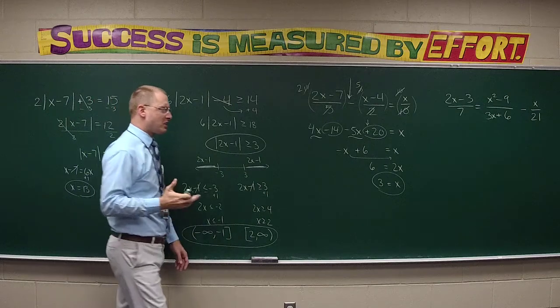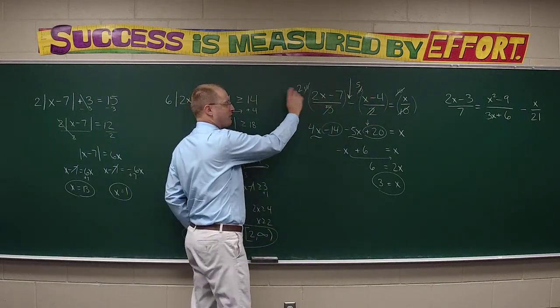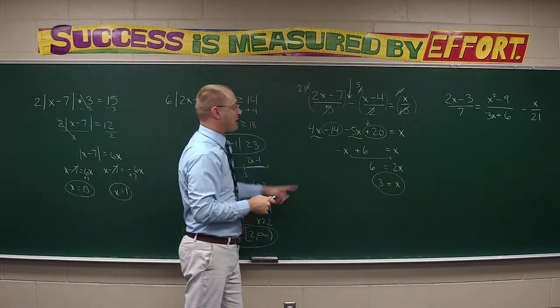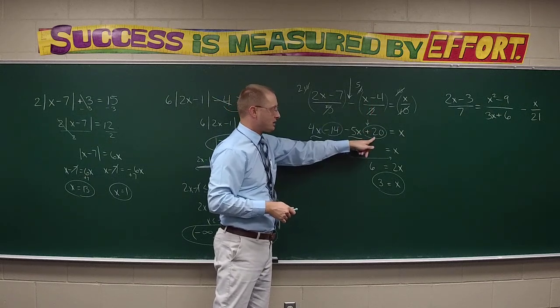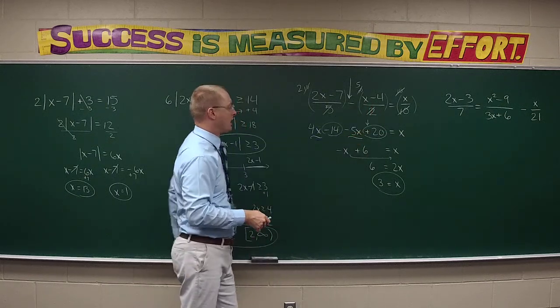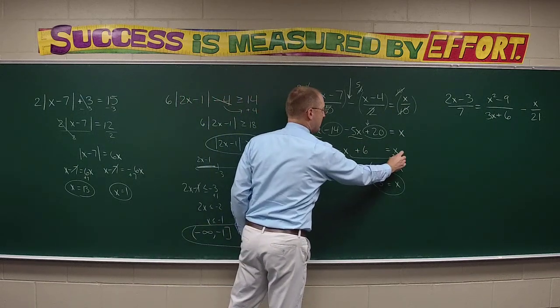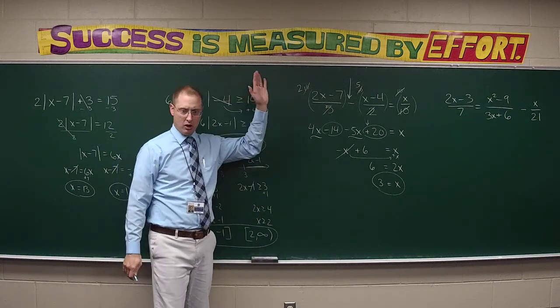Looking at the third one, pretty straightforward LCD, right? 5, 2, 10, so multiplying everything by a 10, cancel the 10 and 5 to get 2, distribute 4x to negative 14, cancel the 10 and 2 to get 5, but it is a negative 5. So negative 5x, positive 20, and of course get the x over there. Combine, end up with a negative x and a positive 6, and move the negative x over as a positive x to get 2x equals 6, so x is 3. How many had 3 on that third one?